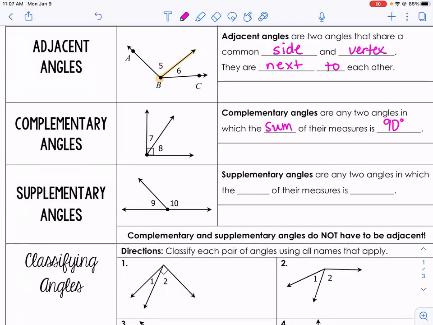Okay, so two angles, only two angles, and they add up to 90. So in this picture, 7 and 8. First of all, in this picture, they're adjacent. Do you agree with that? Yeah. Because they share this side. Complementary angles could be adjacent, but they don't have to be. But no matter what, when you add them together, their sum is 90 degrees. So the measure of angle 7 plus the measure of angle 8 is 90 degrees.